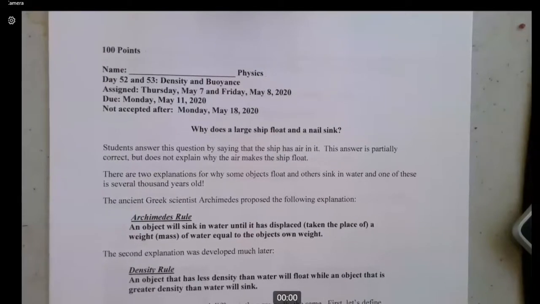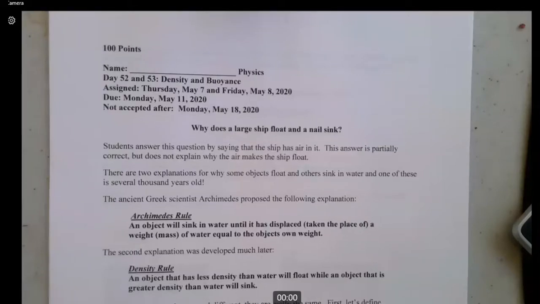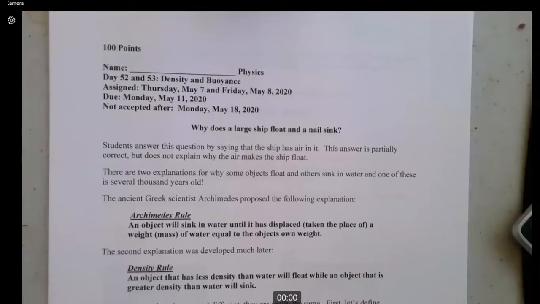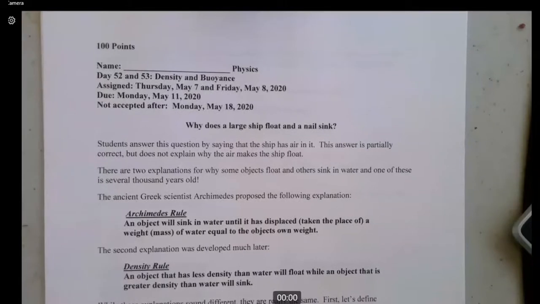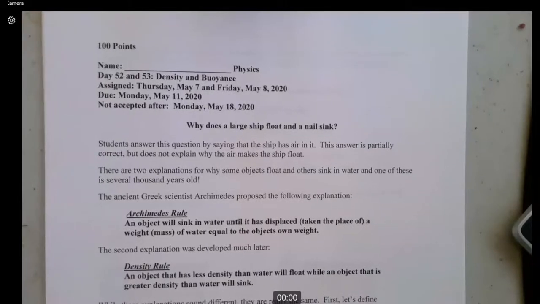Okay, so why does a large ship float and a nail sink? Students answer this question by saying that the ship has air in it. And this answer is partially correct, but it does not explain why the air makes the ship float. There are 2 explanations for why some objects float and others sink, and one of these is several thousand years old. The ancient Greek scientist Archimedes proposed the following explanation. An object will sink in water until it has displaced a weight of water equal to the object's own weight.